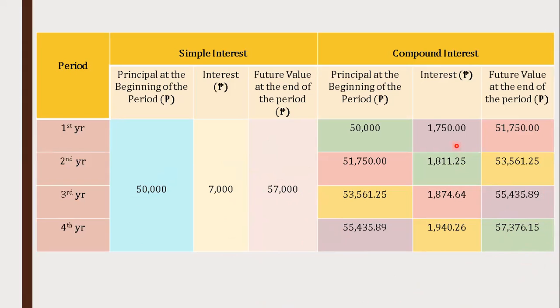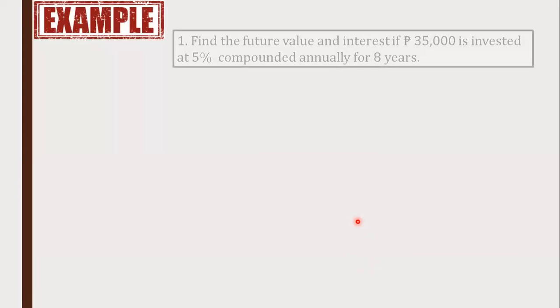Because every year we added the interest and we use the future value every year as the principal for the next year. As you can see here, pink there, the future value here is used here, and the future value here is also used as a principal for the next year. And that's how you differentiate simple interest from compound interest. Let's proceed to examples of compound interest.